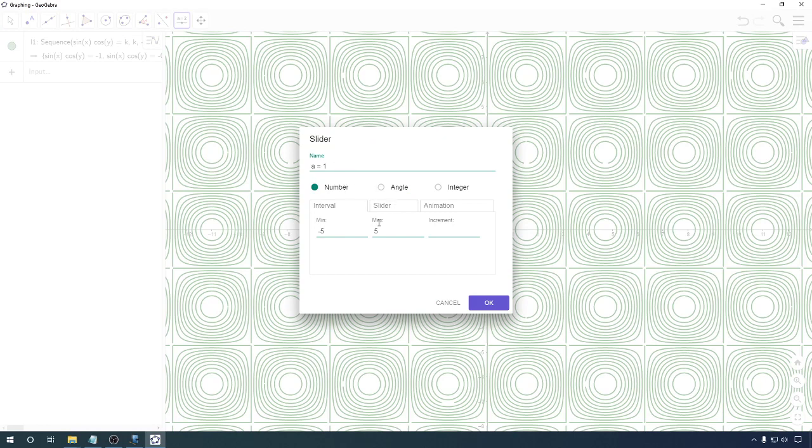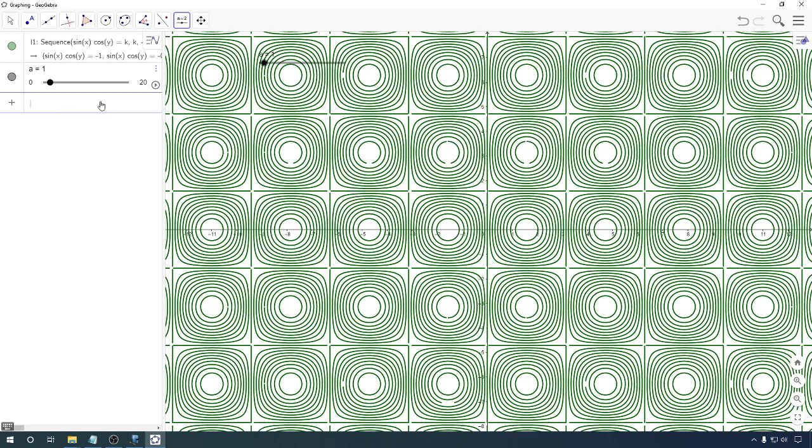We'll call it A, I guess. We're going to go from 0 to 20 with an increment of 1. What this is actually doing when we do a sequence is it's making a list of a bunch of different curves, but it's giving them one name. So L1 is the name of this list, and I can tell it to pick a particular entry on that list. If I put in the slider A, it's going to give me the 8th position in that list.